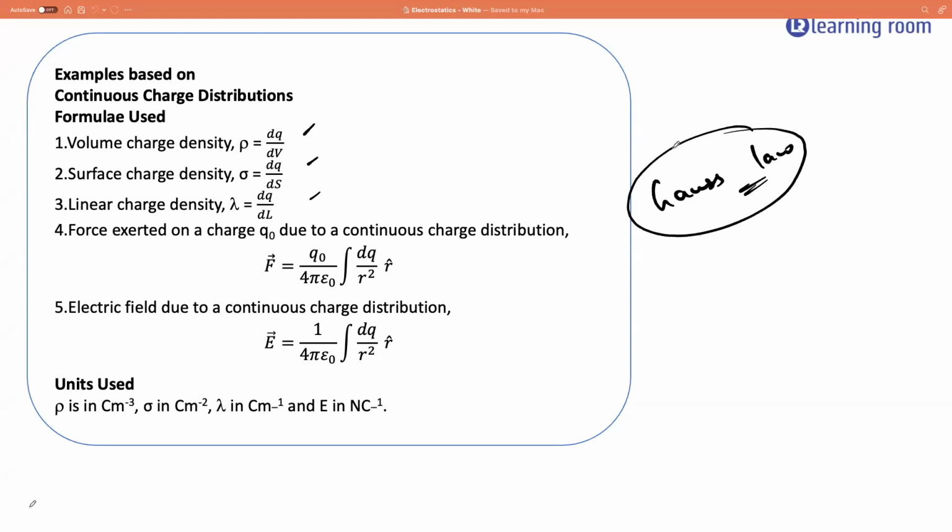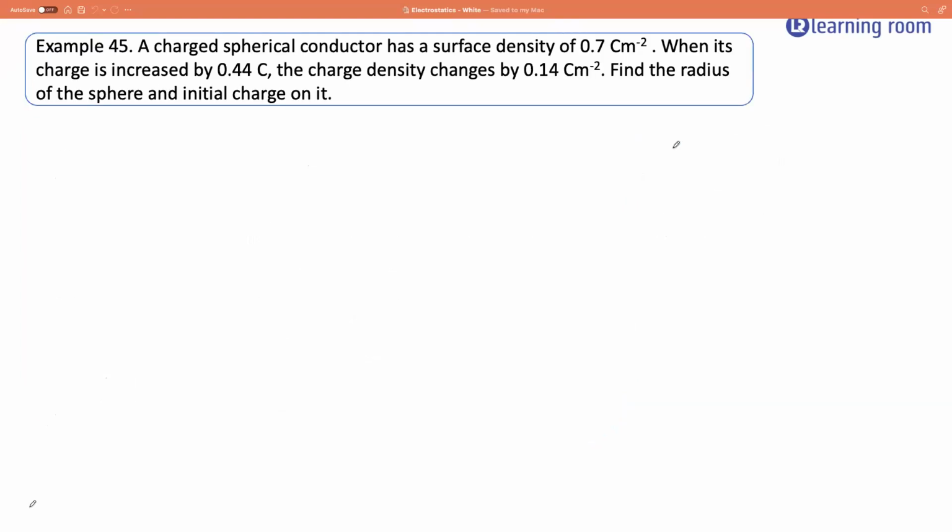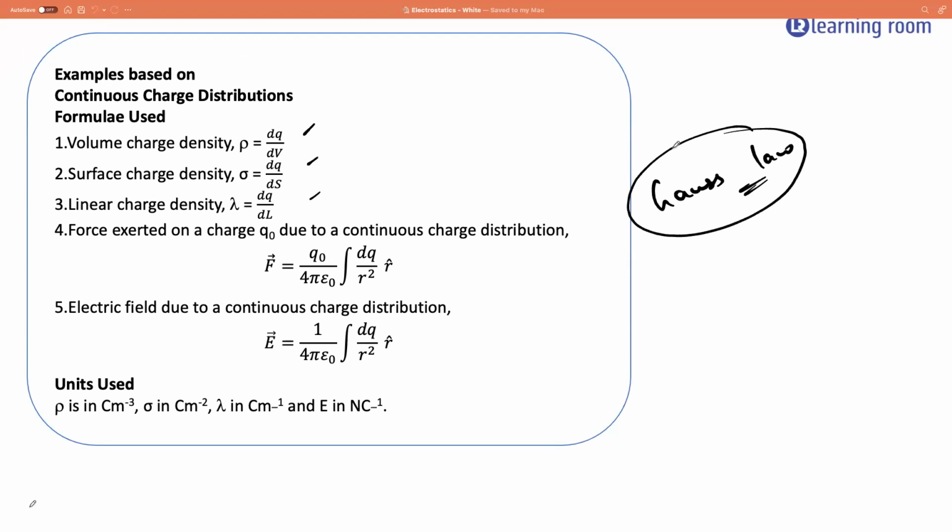Am I right? So having this in mind, can you tell me what are the 3 types of charge distributions that we know? One is volume charge density, which is applicable for a 3-dimensional object. The second is surface charge density, which is applicable for a 2-dimensional object. And the third is linear charge density, which is applicable for a 1-dimensional object.